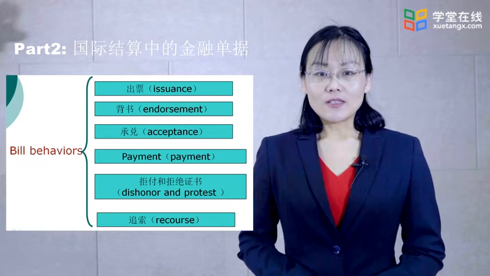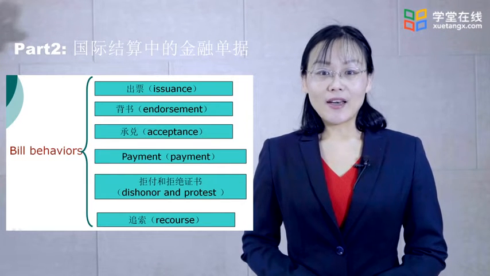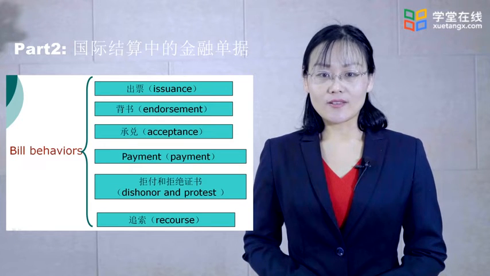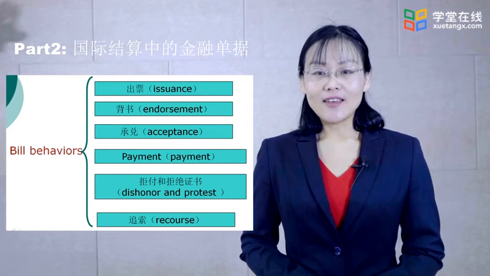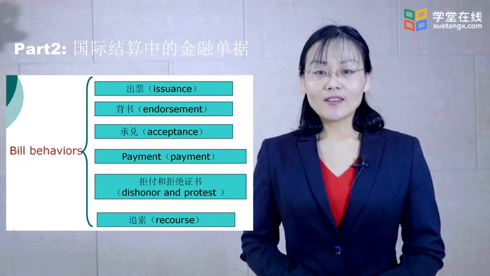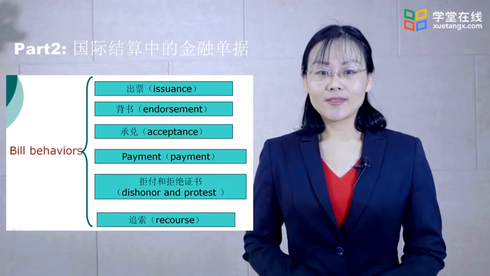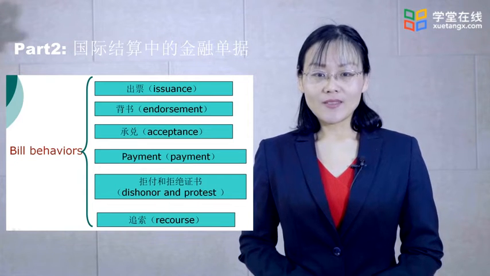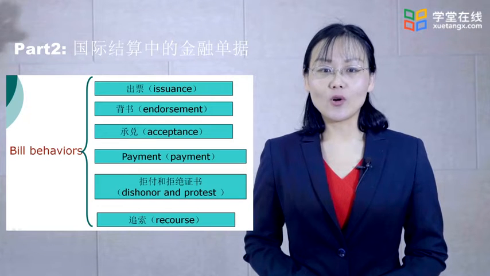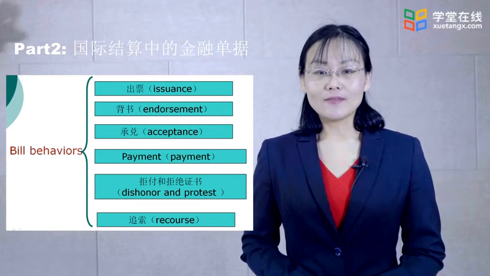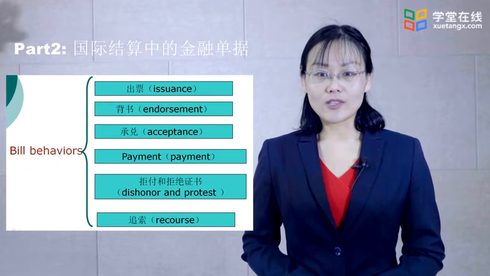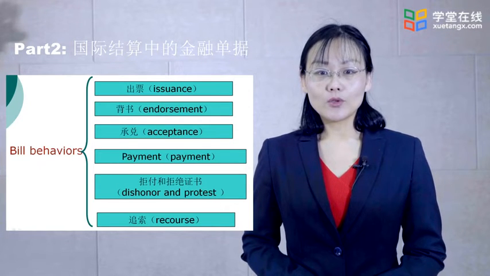A valid endorsement should be normally effected on the back of a draft and signed by the endorser. Besides, it must be made for the whole amount of the draft. Endorsement has three types. Blank endorsement is one that shows an endorser's signature only and specifies no endorsee. A draft so endorsed becomes payable to bearer.